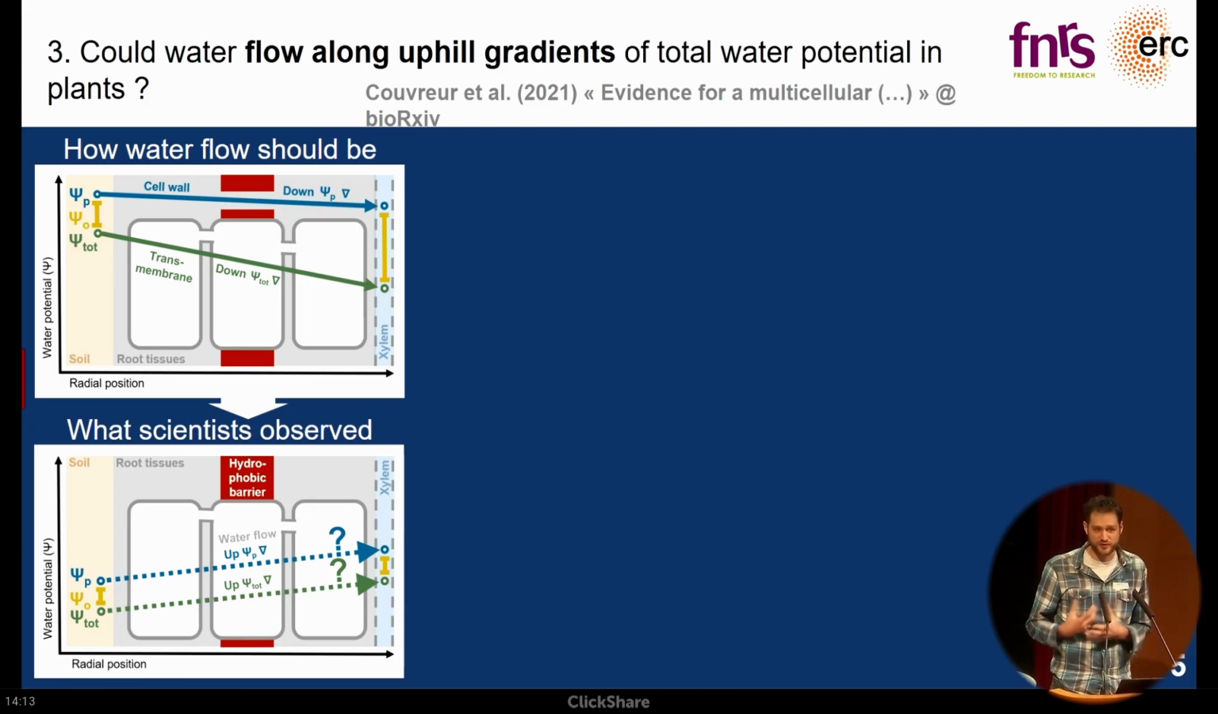And from the physics, it should only be possible if there is an active water pump through membranes, for instance. And this is the kind of thing that has been observed for nutrients, but not for water. For water, we only have passive water channels called aquaporins, but no water pump. So it really leaves us with a big enigma here that's been standing for the past 40 years approximately.